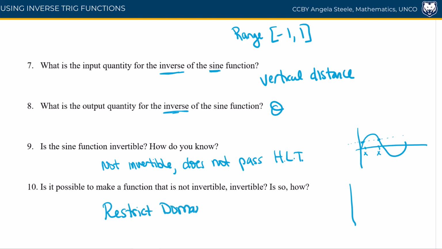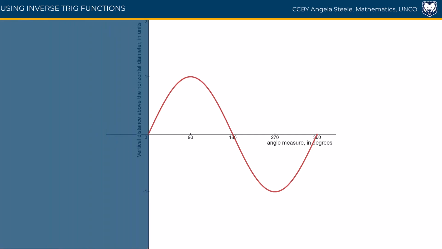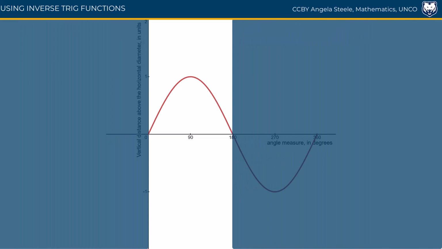So what I want to do is look at our sine function. What we want to do is restrict this domain so that it does pass the horizontal line test. If you look at our graph, if we block it off and think about covering up this section of the graph and then this section of the graph, it does not pass the horizontal line test. If we draw that horizontal line, it's still touching in two different spots.